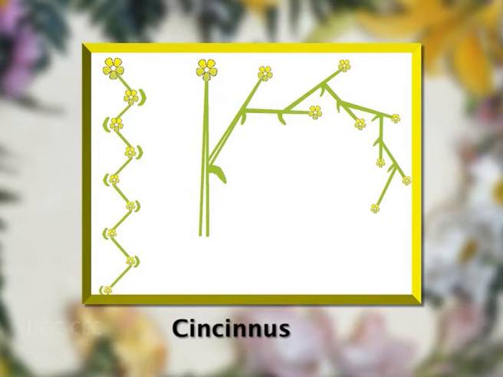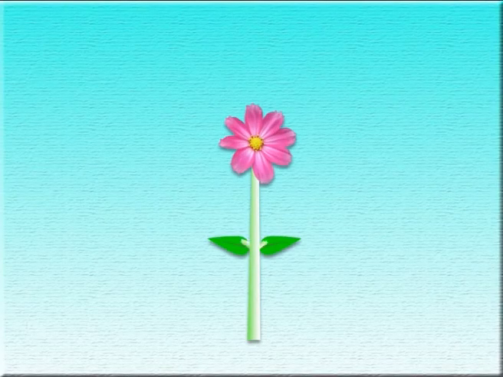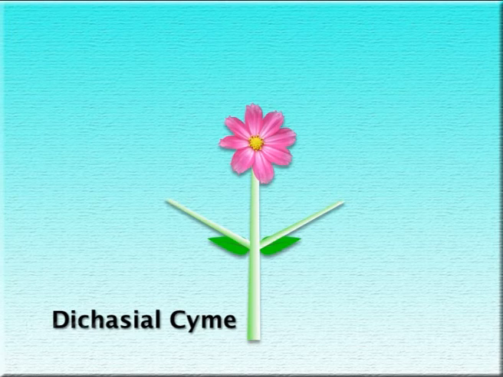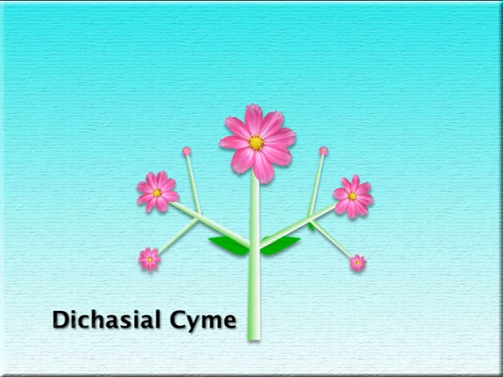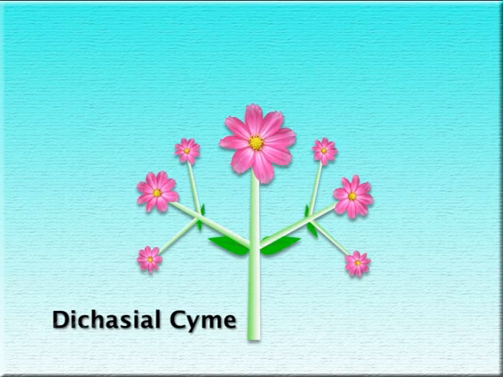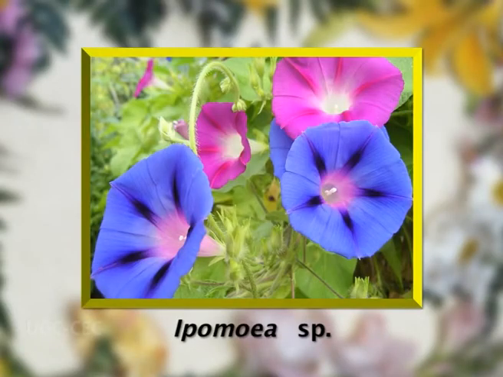The third type of cymose inflorescence is the biparous or dichasial cyme. In this case, the main axis develops in a terminal flower. Below this flower, two branches develop laterally in the axil of opposite bracts. These branches also end in flowers. Same type of growth is continued. Dichasial cyme is usually found in Jasminum and Ipomoea.